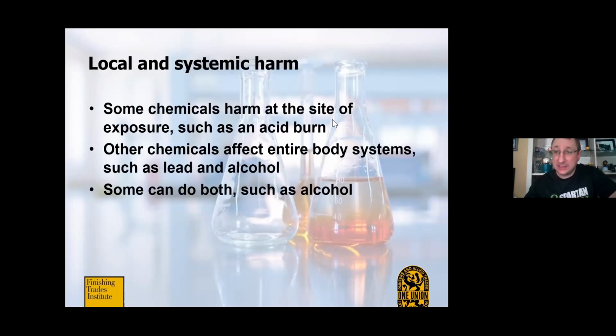So, local versus systemic harm. Some chemicals are going to harm just the exposure site or one specific target organ. Some might affect a whole system. For instance, our central nervous system is the brain and the brainstem. Then we've got the autonomic system, which is all the nerve endings and everything else that runs through. Alcohol affects all those. It affects the whole entire system.